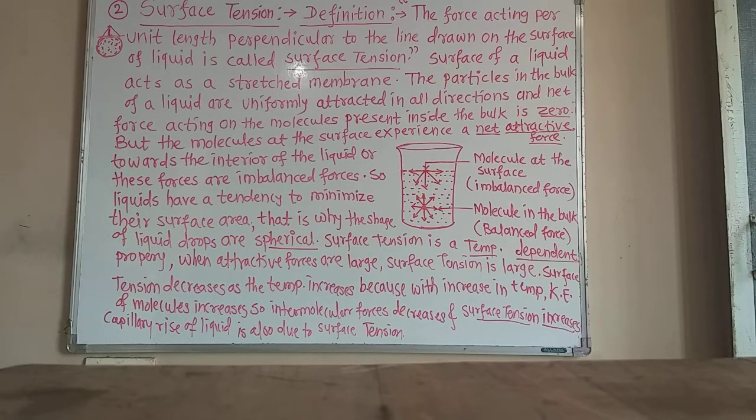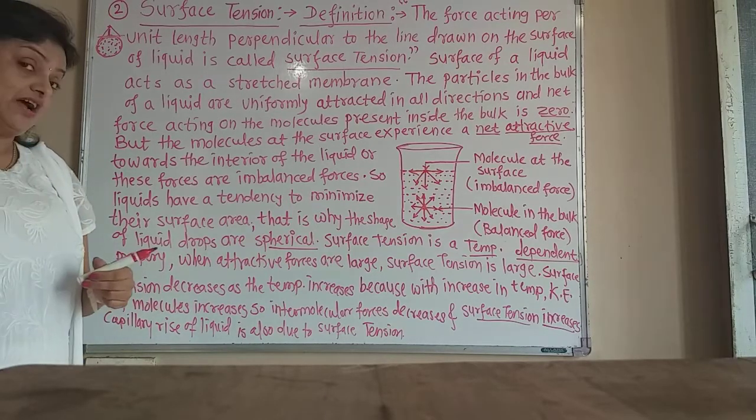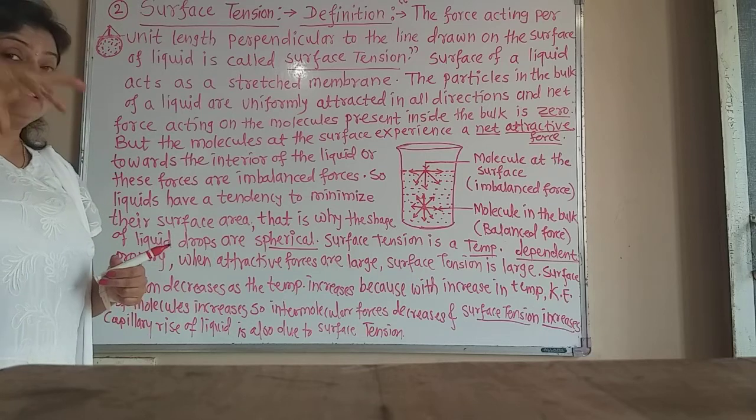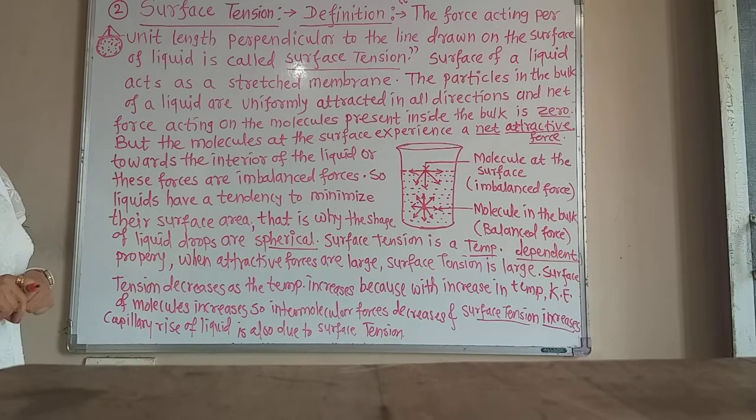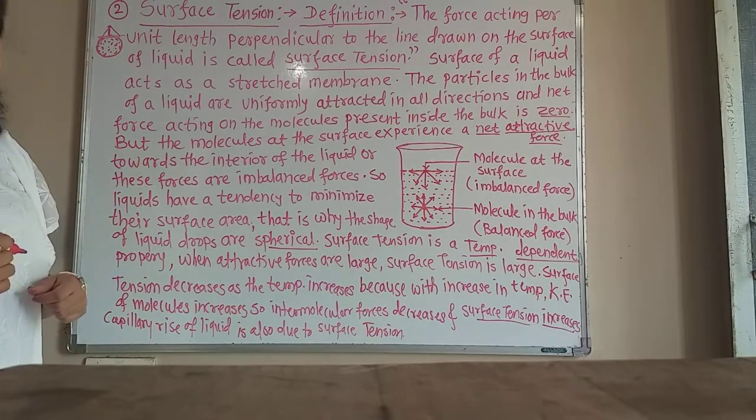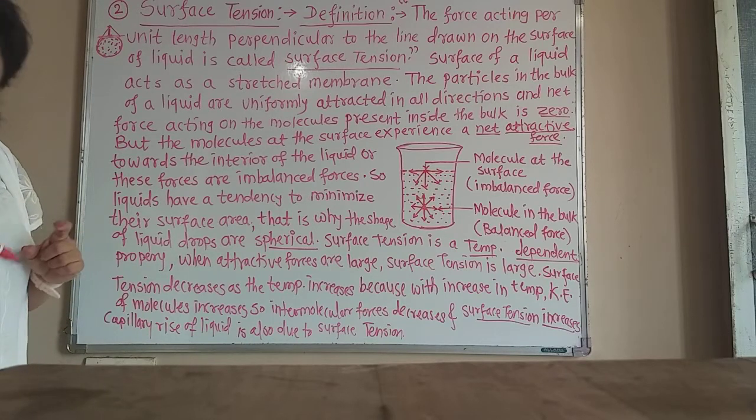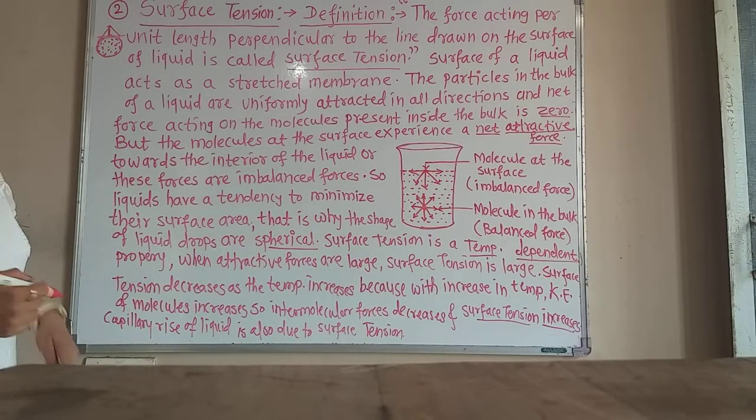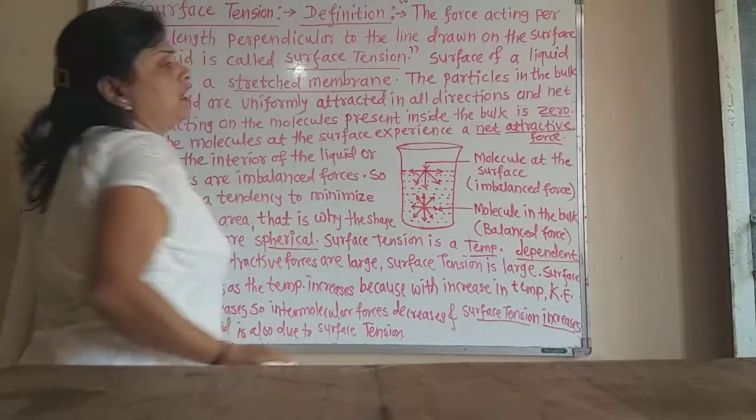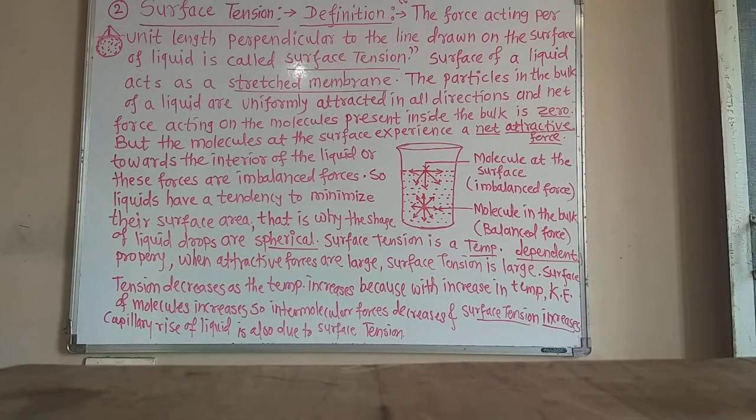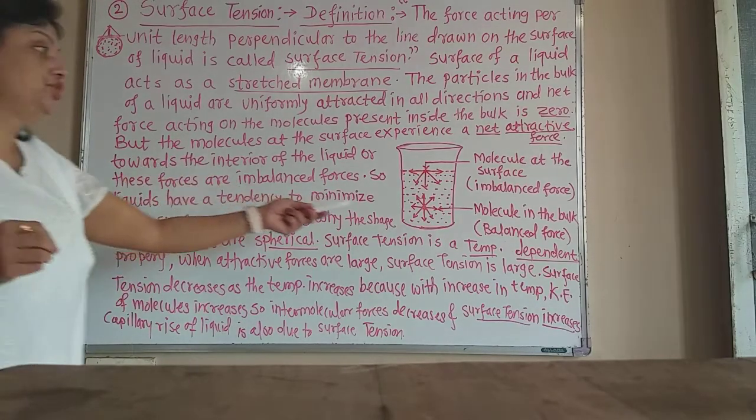And the surface of the liquid acts as a stretched membrane. Why does the surface of the liquid act as a stretched membrane? Due to the surface tension. So the surface of the liquid always acts as a stretched membrane. The particles in the bulk of the liquid are uniformly attracted in all directions, and the net force acting on a molecule which is present inside the bulk is always zero.